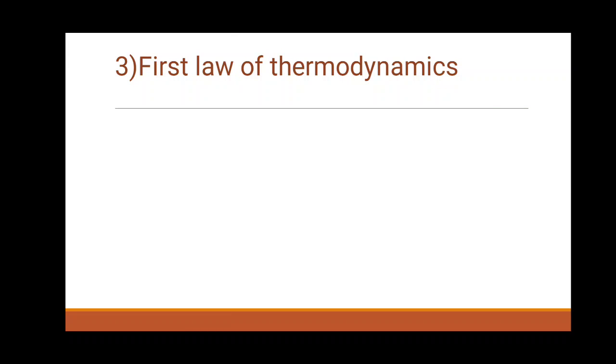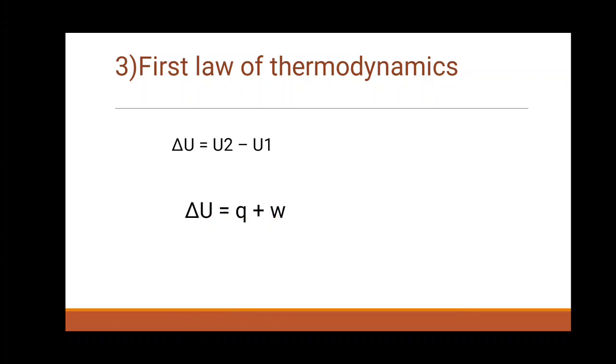Question number 3. First law of thermodynamics. Del U means change in internal energy, final internal energy minus initial internal energy. There is a difference. Change in internal energy means final minus initial. So U2 minus U1.